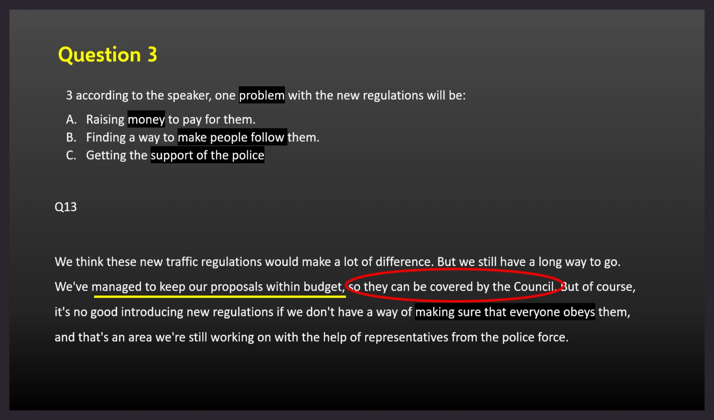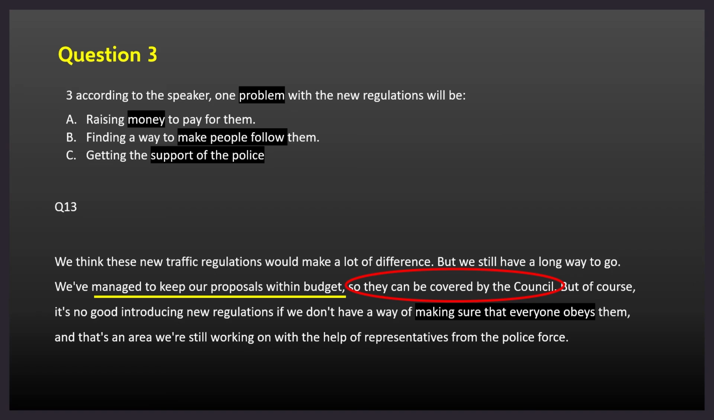So let's continue. But of course, it's no good introducing new regulations if we don't have a way of making sure that everyone obeys them. So this would be choice B, right? As you can see, again paraphrasing, instead of saying follow, it uses obey. Making sure, making people obey. Up to here, B would be our correct choice.